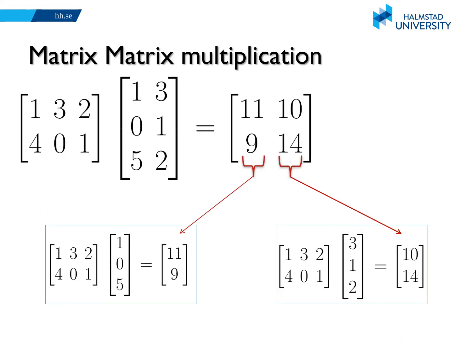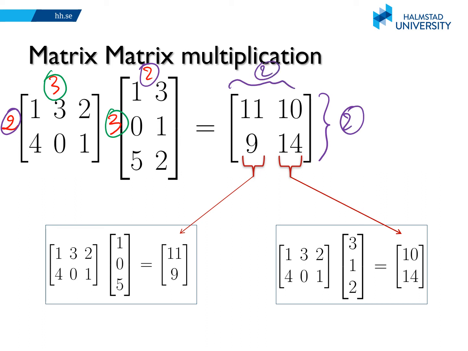This is another example of a matrix by matrix multiplication, where the first matrix has 2 rows and 3 columns, and the second matrix has 3 rows and 2 columns. So this multiplication is possible because the number of columns in the first matrix is equal to the number of rows in the second matrix. And this will result in a matrix having 2 rows and 2 columns. Okay, so let us denote this as a matrix A.